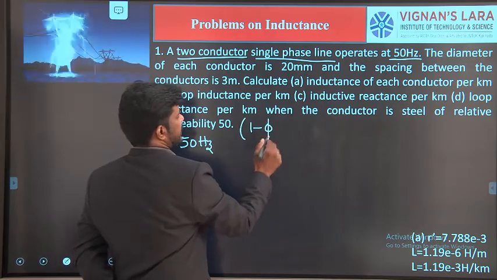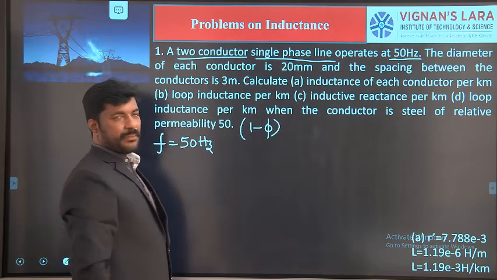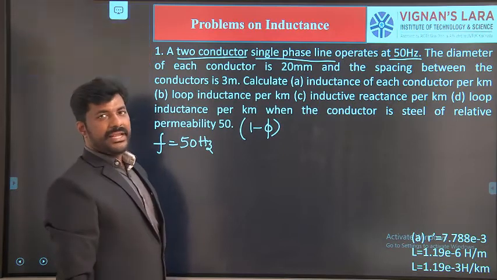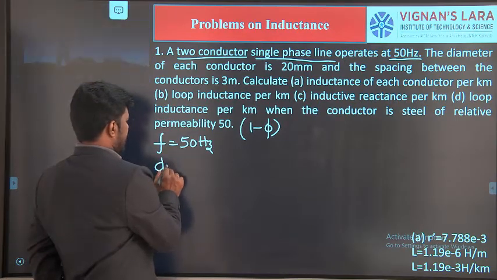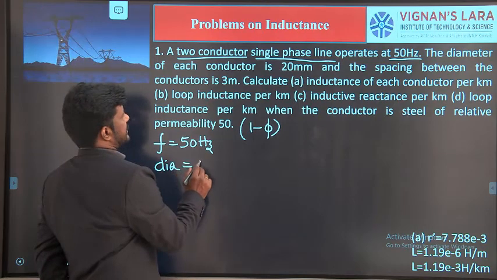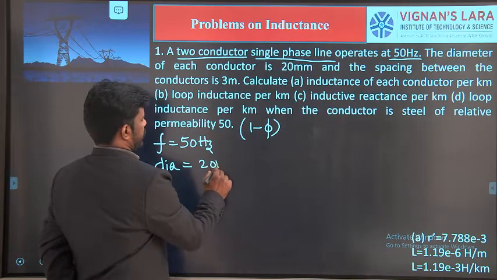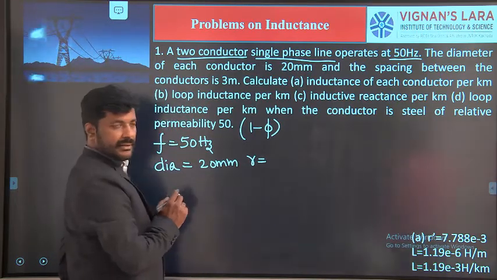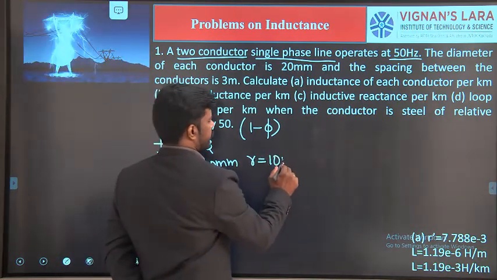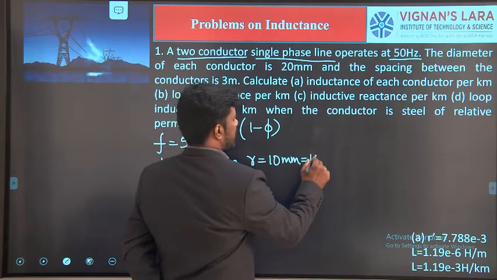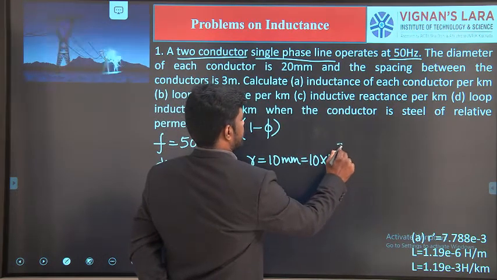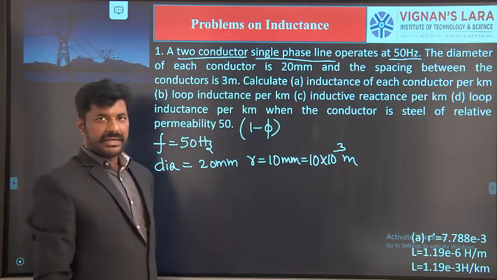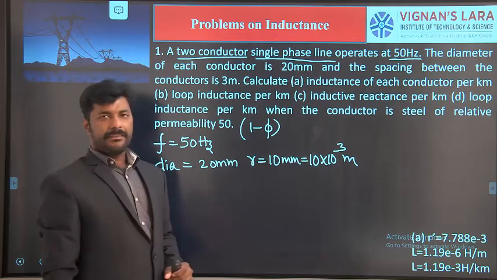It is given in the problem. And next, the diameter of each conductor is 20 mm. So in the given data, diameter was given as 20 mm. Then the radius small r can be taken as 20 by 2, which is 10 mm, equal to 10 into 10 power minus 3 meters. All the lengths will be measured in meters.